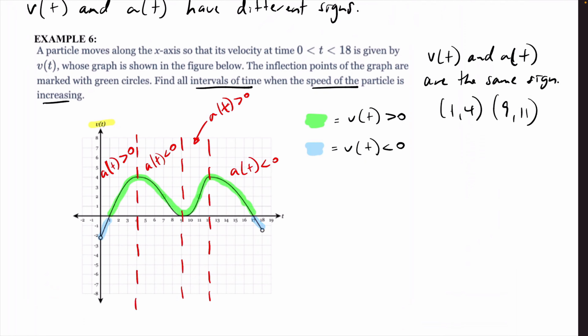Let's see. 12, sorry, yeah. Then after 12, velocity is still positive, but acceleration is negative. That's opposite signs until we get to 17 to 18, right? 17 to 18, we have the same sign. So 3 intervals again.